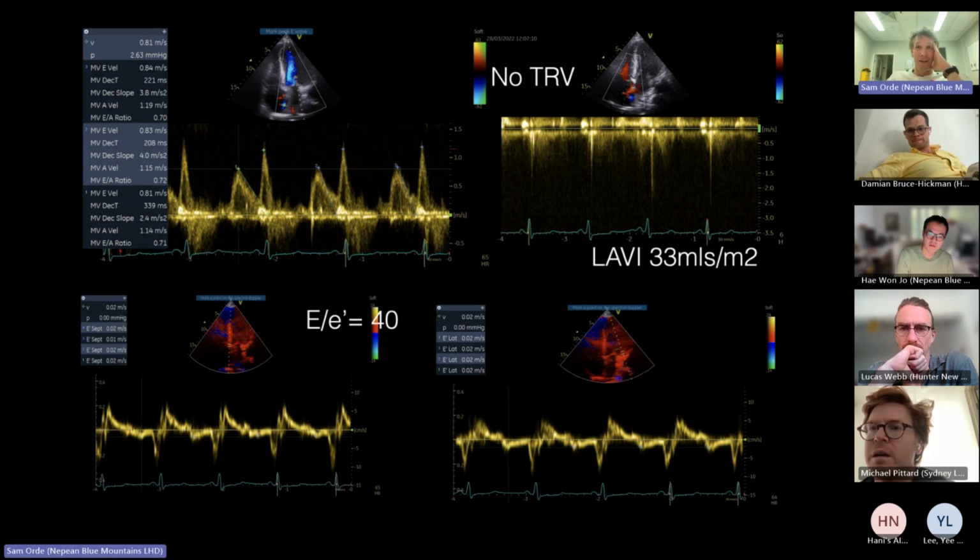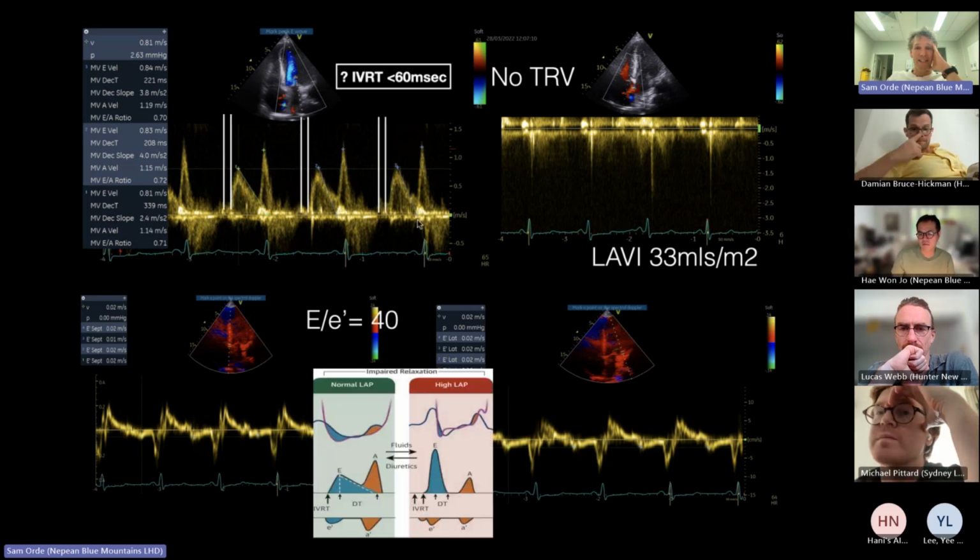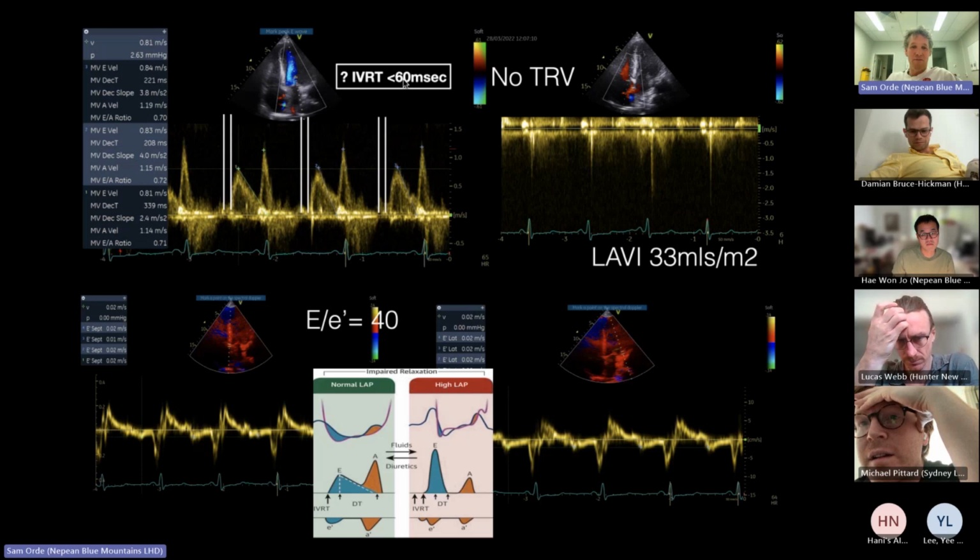So I did not do that, but I think it's very sensible. I think it'd be a great call. One of the things that I was trying to look at with this guy was the interventional relaxation time that we spoke about. And if you're saying that that's less than 60, you can suggest that that's more indicative of raised left atrial pressures. And this guy's certainly was.